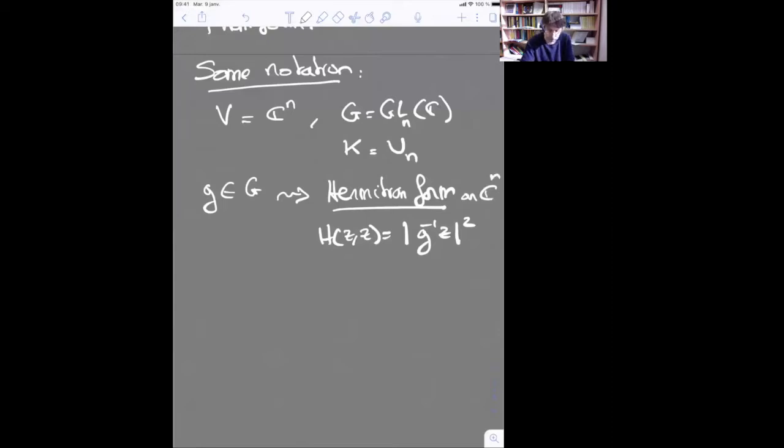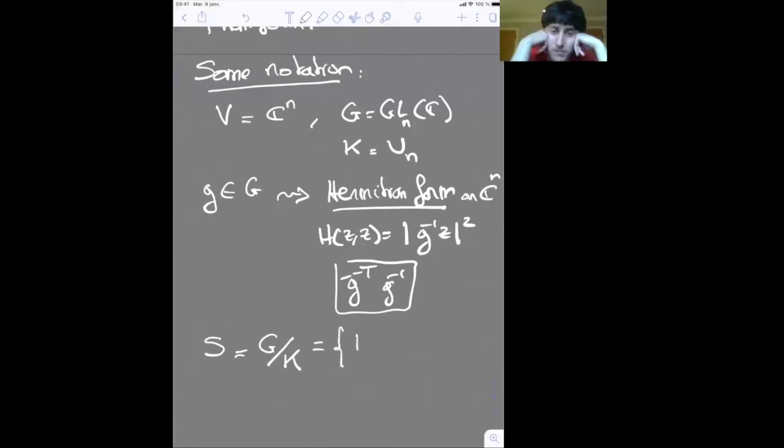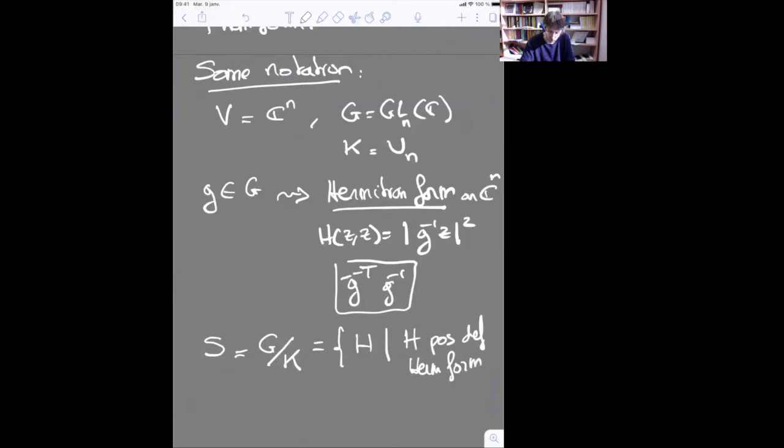The matrix of this Hermitian form is the conjugate of g minus transpose times g minus 1. And the space of these Hermitian forms is a homogeneous space, which I will denote S. It is G mod K, the space of all these positive definite Hermitian forms on C^n. So it is a G homogeneous space.